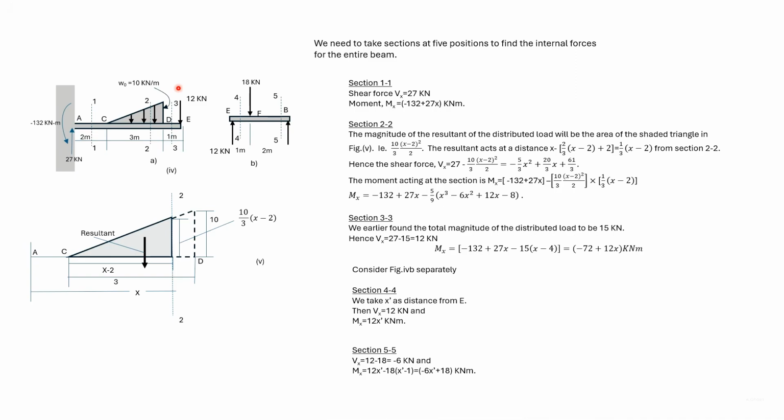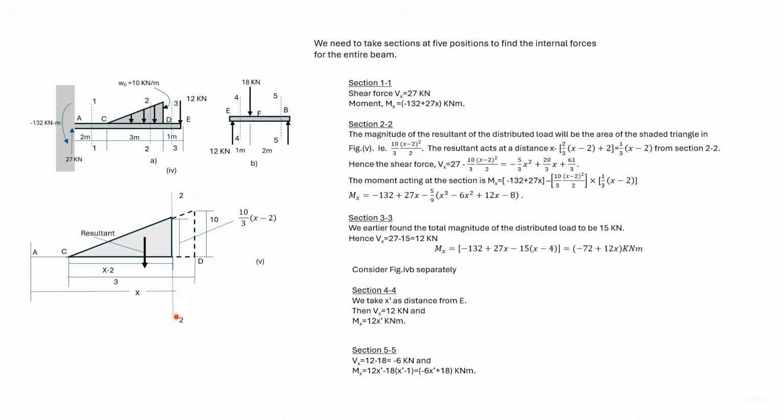In order to find the shear force and bending moment corresponding to section 2-2, we need to know the total load due to this truncated triangle and the position where the resultant acts. This whole triangle is represented by this dotted triangle. So this dimension is 10 and this dimension is 10. CD is 3 and this dimension is 3.